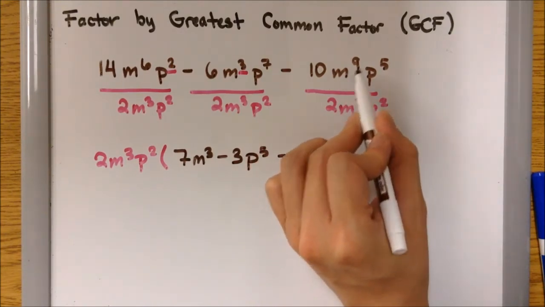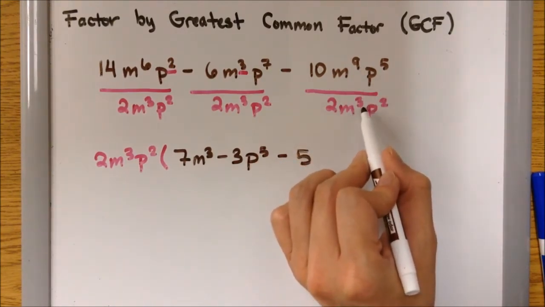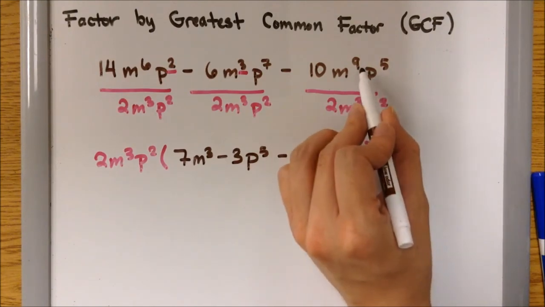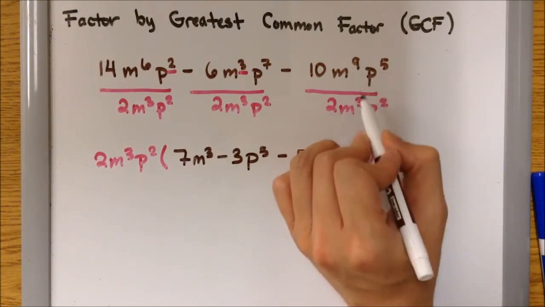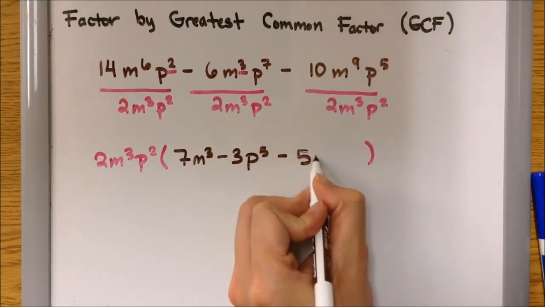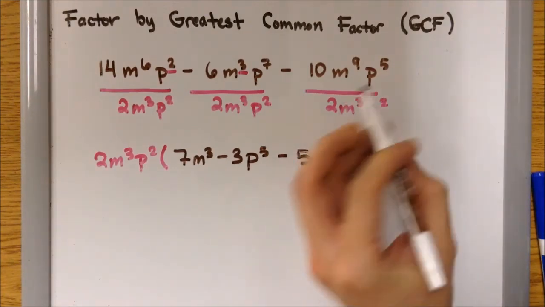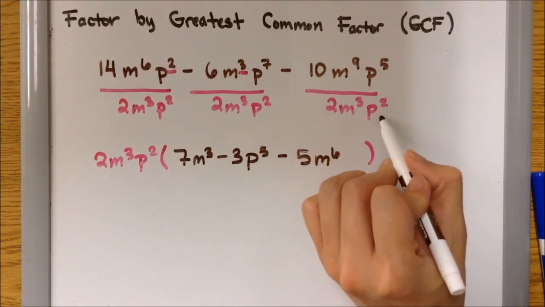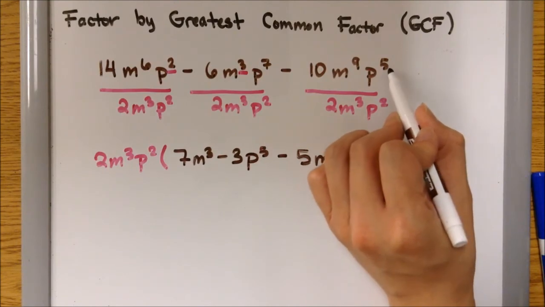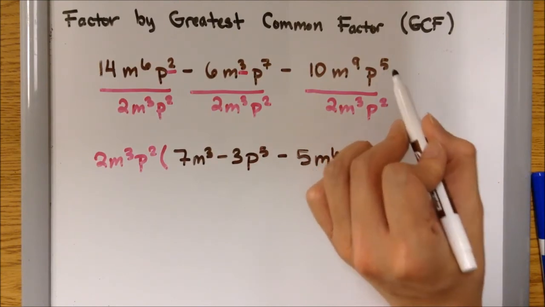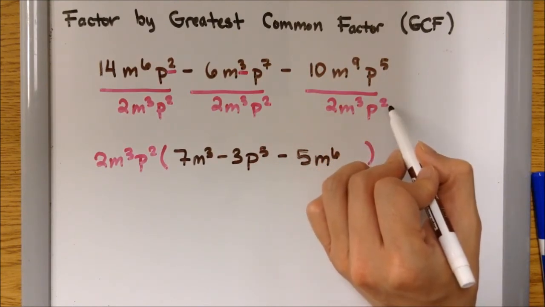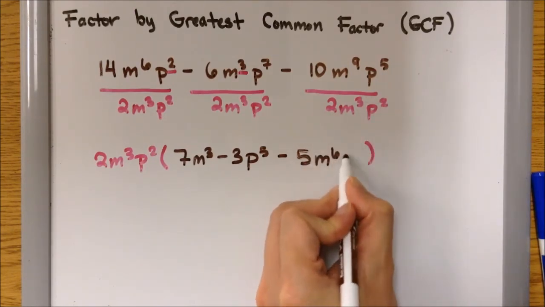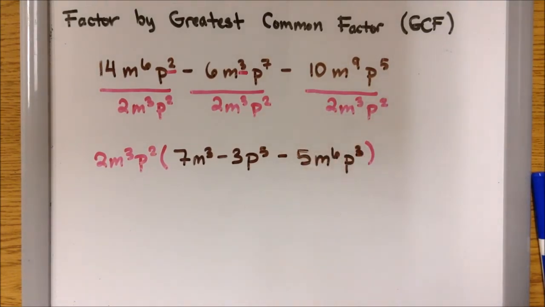Next, m to the 9th divided by m to the third. So basically 9, this is the exponent, 9 minus 3 will be 6. So it's going to be m to the 6th power. p to the 5th divided by p squared. So basically the 5 minus the 2. So it's going to be 3. So p to the third. So that's what we have.